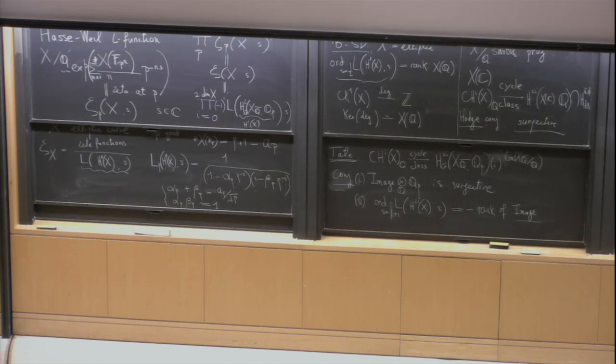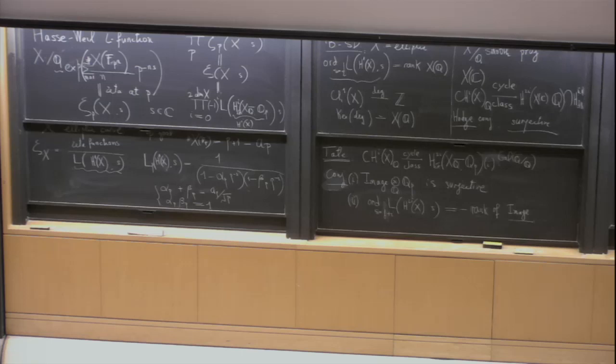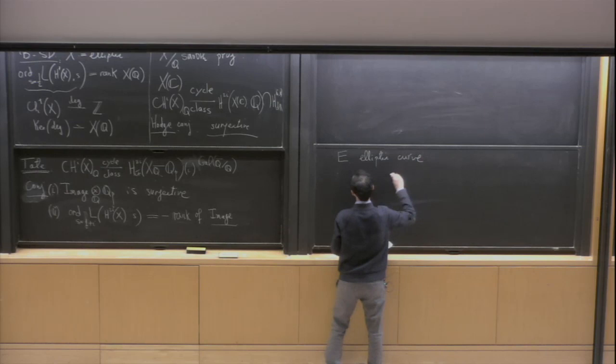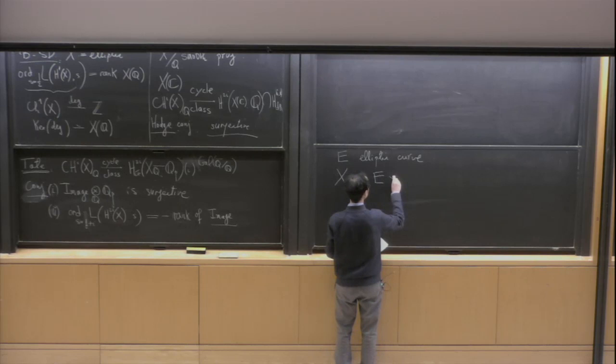In his article proposing the conjecture, Tate also actually compiled some examples. His computation suggests, his example was actually a self product of an elliptic curve. So if you take one elliptic curve, now I'm going to change the notation a little bit. I'm going to write E, the elliptic curve I gave earlier, and take X to be the power of E, so E times E, n times.